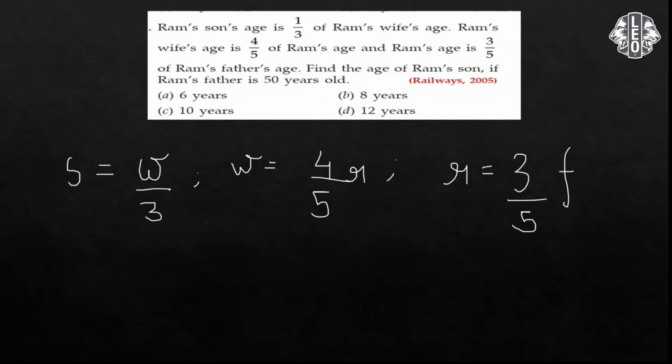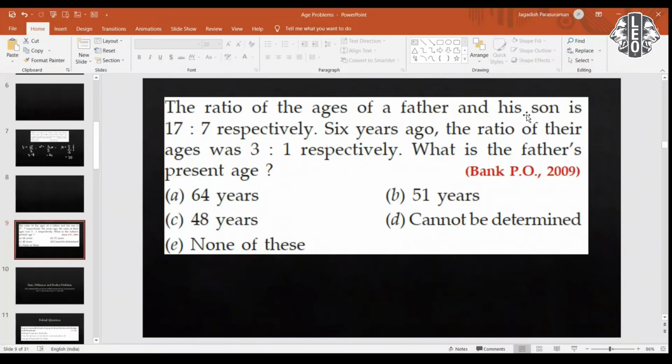So they have given us F is 50. So this will be 30. If this is 30, this will be 24, and S will be 8. So that's what they have asked. So we have given the answer. It is the same thing that I already told. So it is not that important that he explained that stuff.